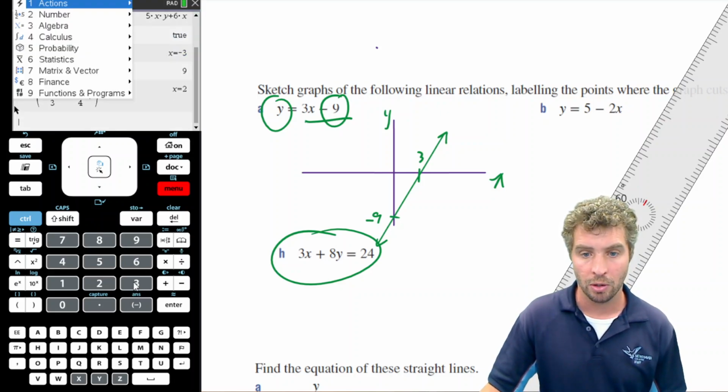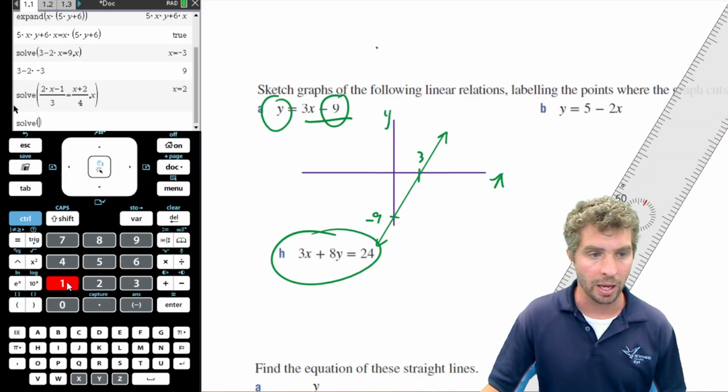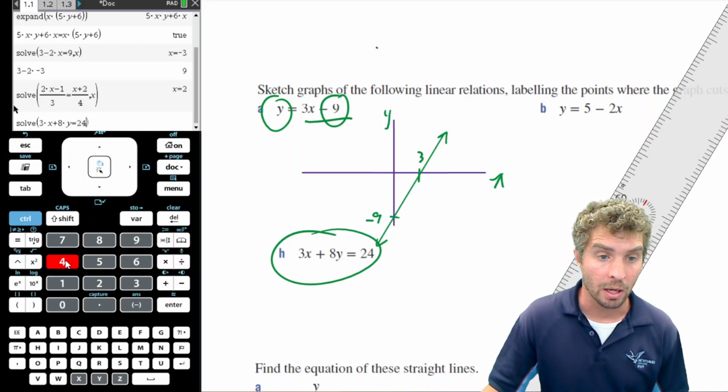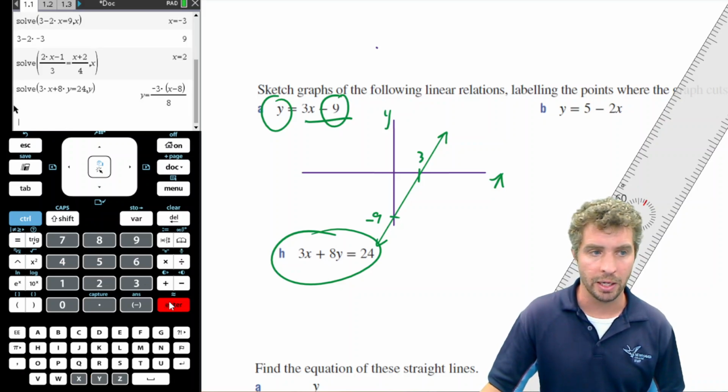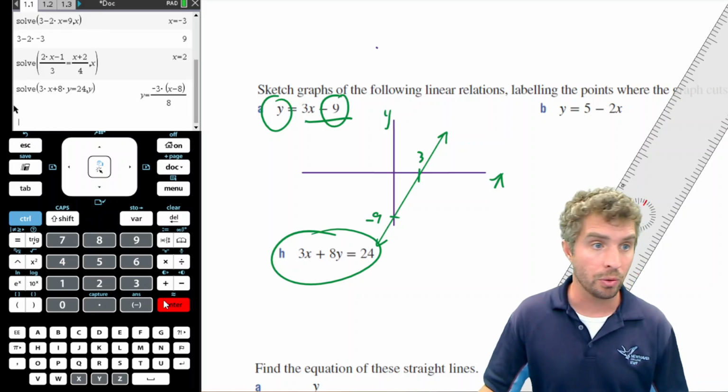So menu 3, 1 for solving, and I'm going to plug in 3 times x plus 8 times y equals 24, and I want to solve it for y because I want to get it in y equals. So I'm going to hit comma y this time. Now I hit enter, and I get this new equation.